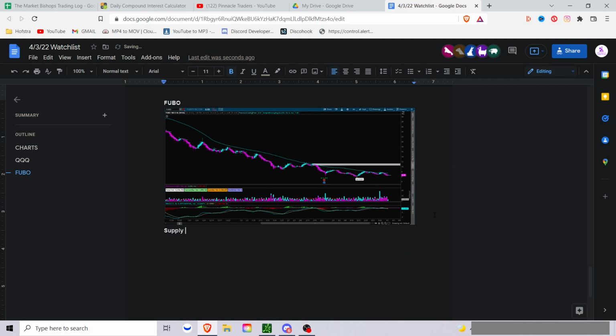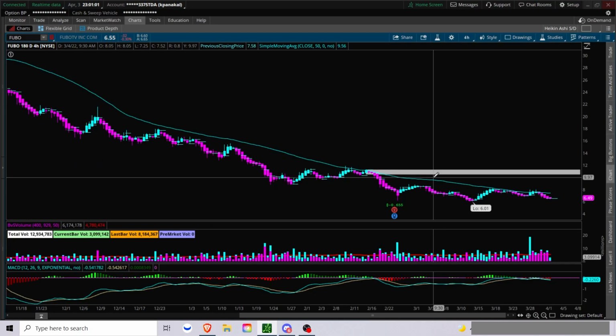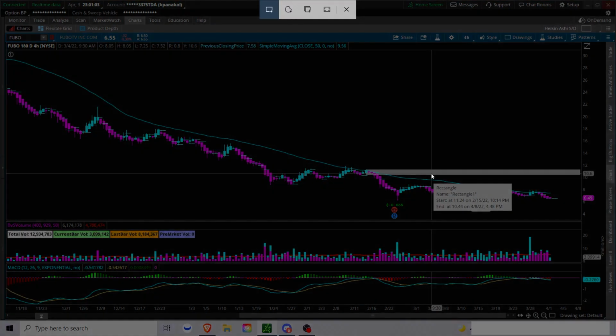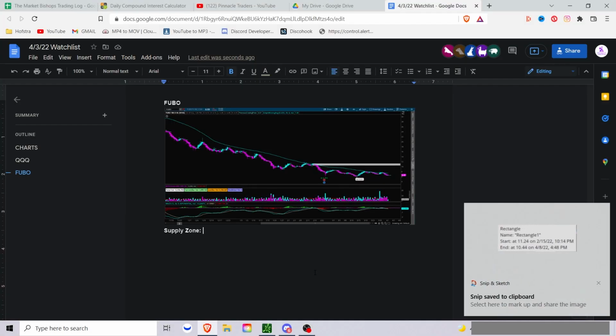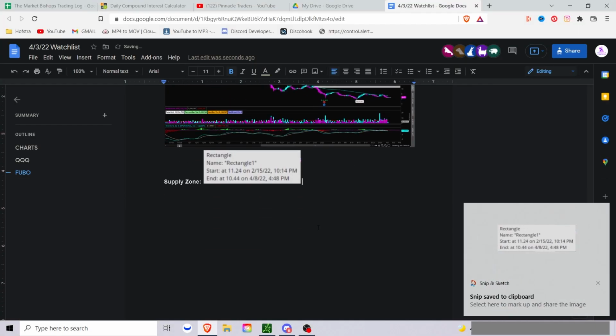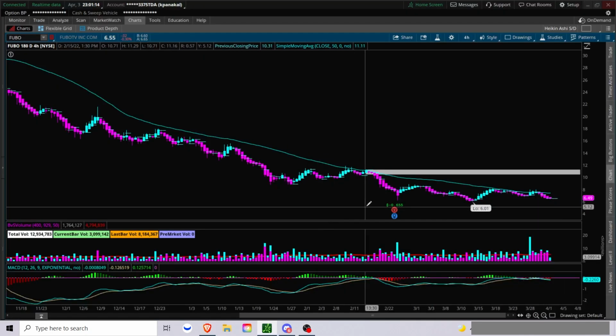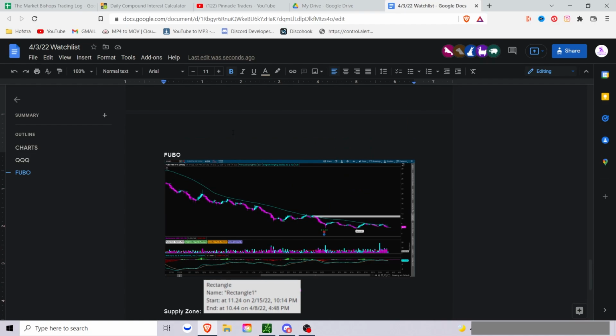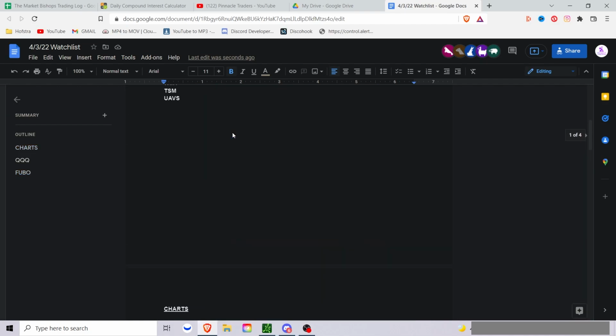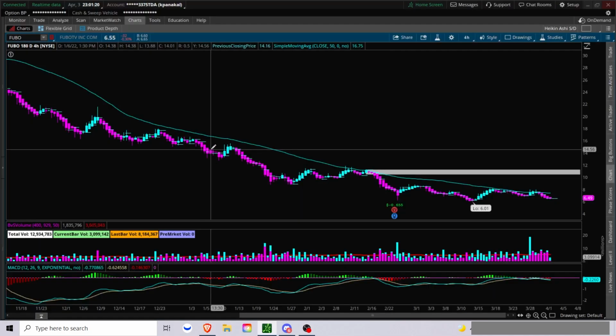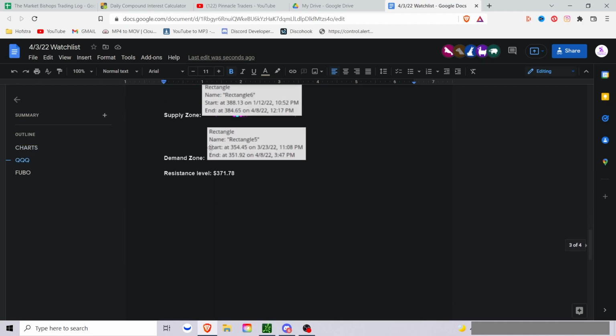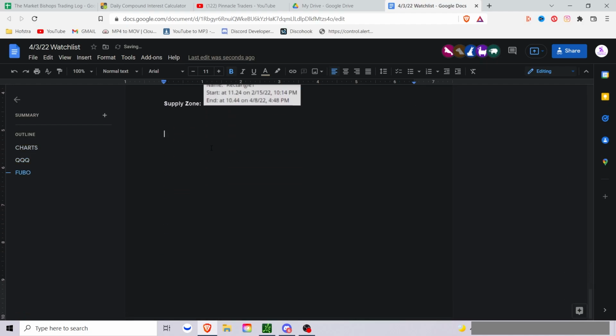Okay, supply zone is from 1044 to 1124, right? And that's all we're gonna honestly look at, since this is kind of a penny stock and we don't want to focus on that too much right now. The next ticker is ULTA. I haven't traded ULTA in a while, actually, so let's definitely check that out.